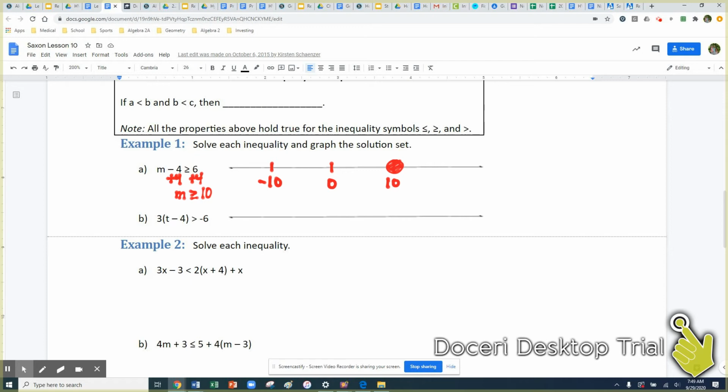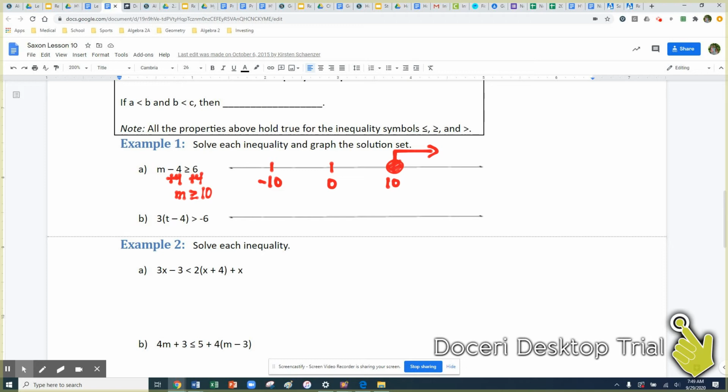11, 12. So you have to think about it. If I have an m that has to be greater than or equal to 10, it's got to be 11, 12, 13, and so on. So you have to draw an arrow representing that I've got all my solutions going in that direction.